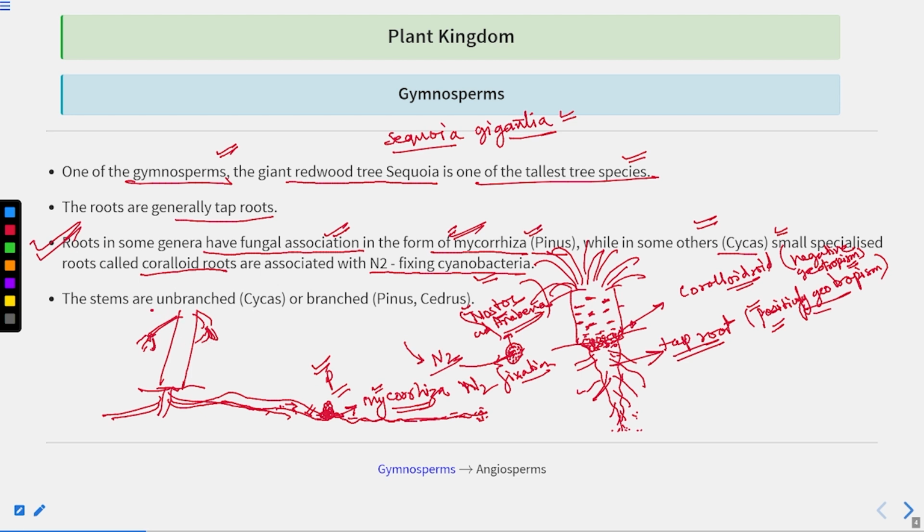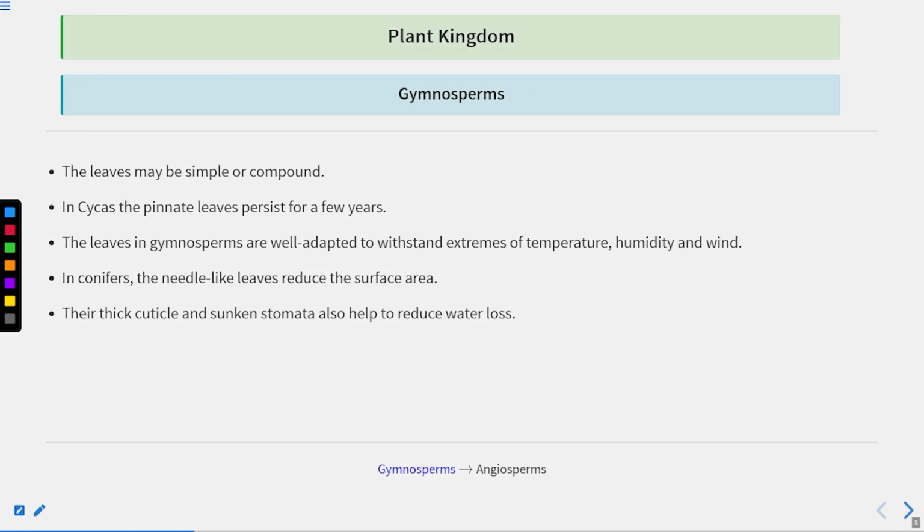The stems are unbranched. Here you can see the case of cycas, they are unbranched. Branching is not seen in the case of cycas, whereas in the case of pinus, you can find branched stems. Pinus and Cedrus are the two genera that are branched gymnosperms. Both have branching in their stem. The leaves may be simple or compound. Sometimes they have a simple leaf and sometimes a compound leaf. Now in the case of cycas, you can see it like this.